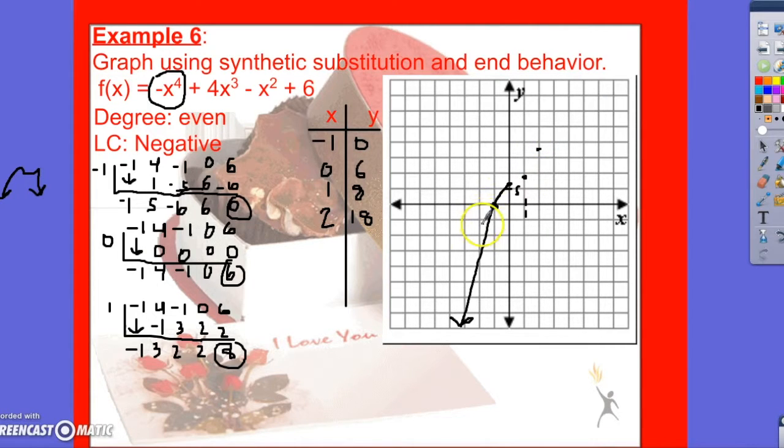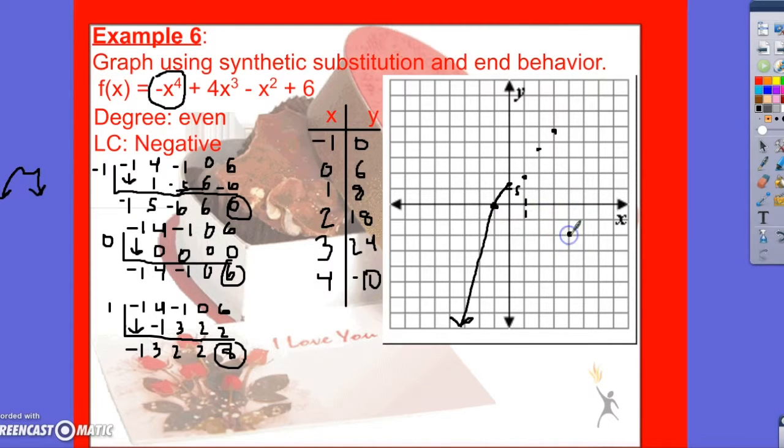Can I stop yet? Nope, because I'm still climbing up. I have to hit a down point. If I plug in 3, I get 24. So let's plot that point. All right, can I stop yet? Nope, I'm still increasing. Let's try 4. We plug in 4, get -10. So 1, 2, 3, 4, -10.